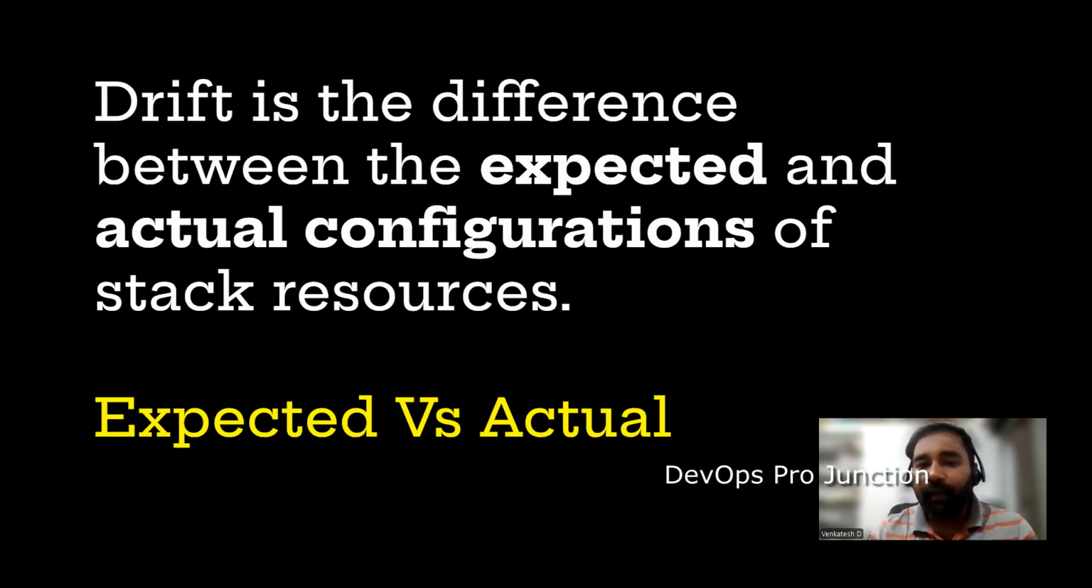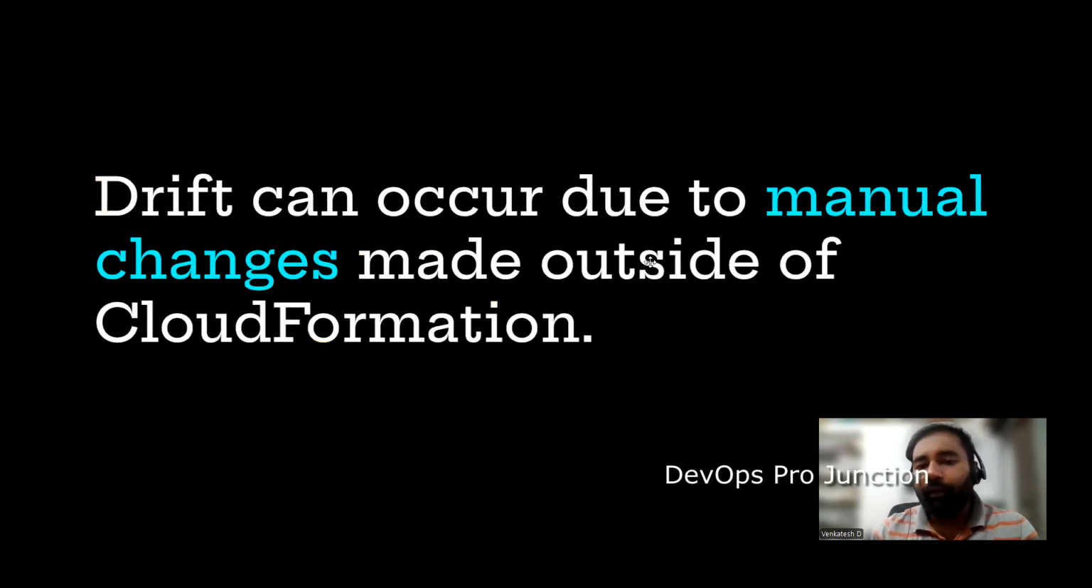Drift is when there is an expected value and there is an actual configuration, and it is going to show you the difference. This is what we call drift. We are also going to see how we can see the drift, and if any drift happens, how we can make modifications by changing the value. And drift can occur due to manual changes. I'm going to show you how it occurs.